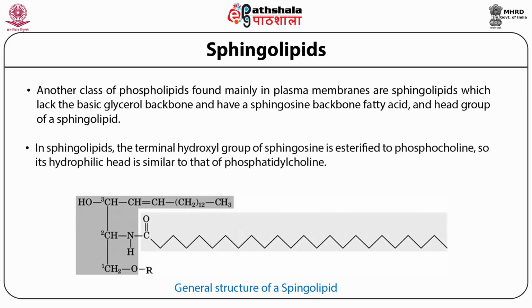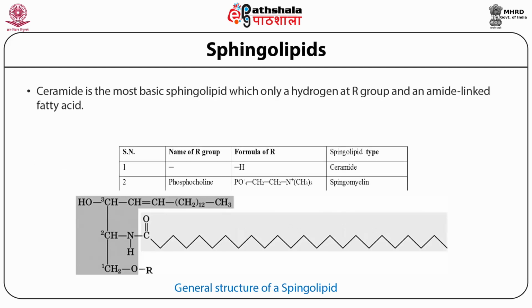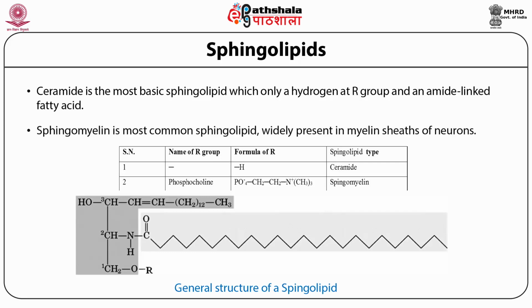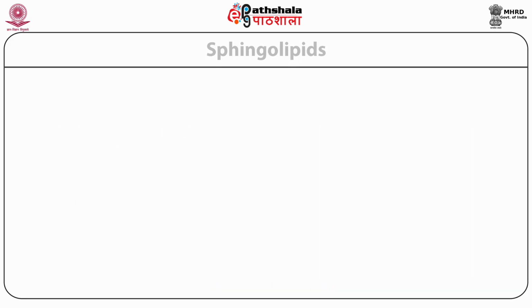In sphingolipids, the terminal hydroxyl group of sphingosine is esterified to phosphocholine, so its hydrophilic head is similar to that of phosphatidylcholine. Ceramide is the most basic sphingolipid, which only has a hydrogen at the R group and an amide-linked fatty acid. Sphingomyelin is the most common sphingolipid, which is widely present in the myelin sheath of neurons.